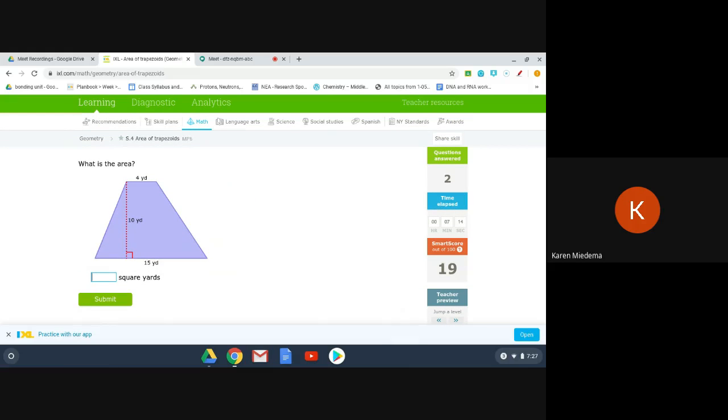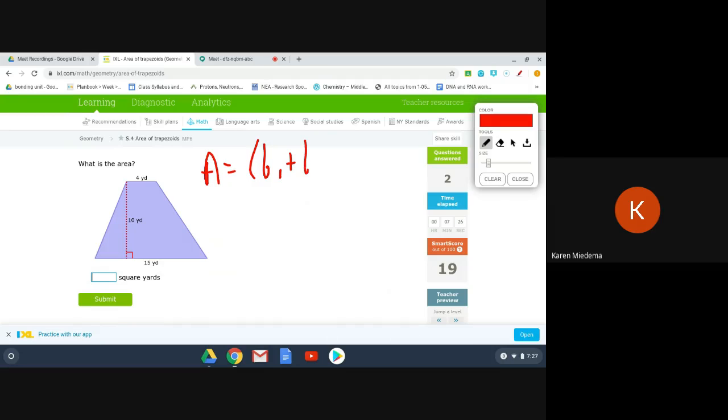Okay, I'm going to do one more of these for the area of a trapezoid where they give you the diagram and then you just substitute in the numbers. Area equals base 1 plus base 2 over 2. Take the average of the bases and multiply your answer by the height. Base 1 is 15. Base 2 is 4. And my height is 10.